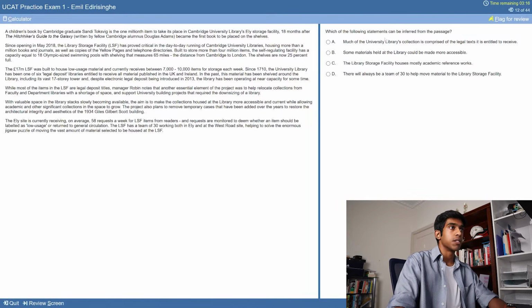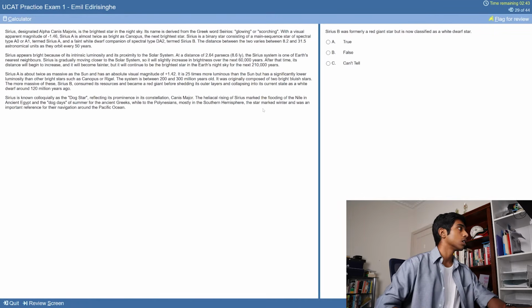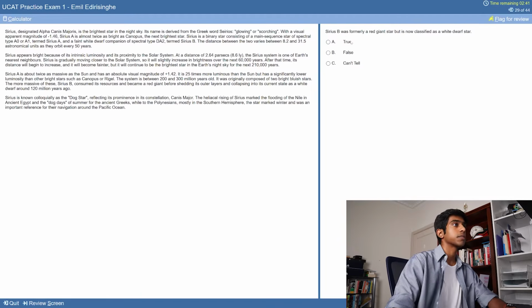Which of the following statements can be inferred from the passage? Alright, so I'm gonna read more. The amount, it's here. So 17 million, 6 legal deposits. Valuable. Slowly becoming available. The aim is to make collections more accessible and current while allowing... yeah, so could be made more accessible. Yeah, that's true. Maybe we'll, I'll go back to that money one after.